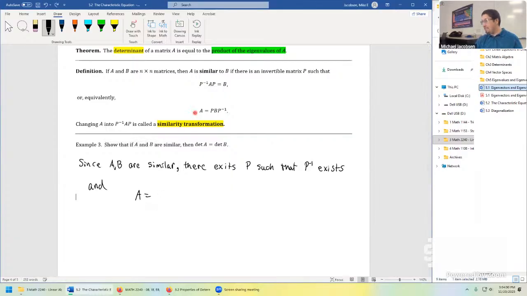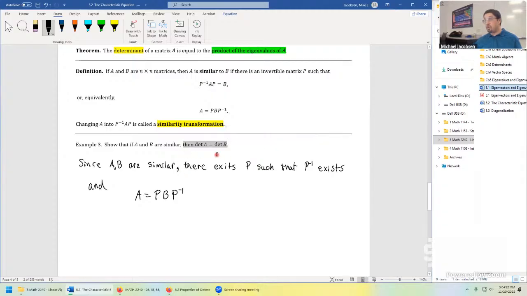Combine those thoughts, let me try again. P times B times P inverse. So we have an equation. Either one is going to satisfy this example 3. I went with the bottom equation. So either one of these equations work, and that's just the consequence of having an A and B similar.